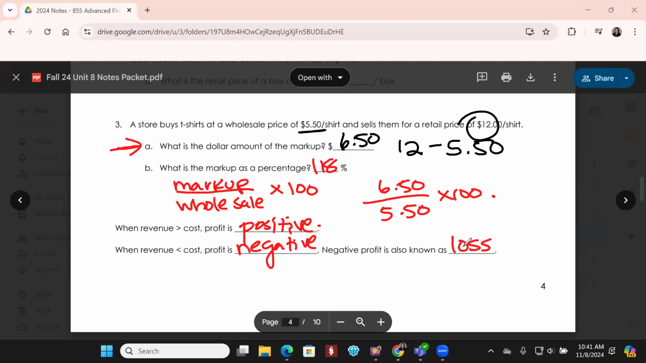Flip the page, and don't freak out. It looks crazy, but it's not that bad. I'll do the first one for you.